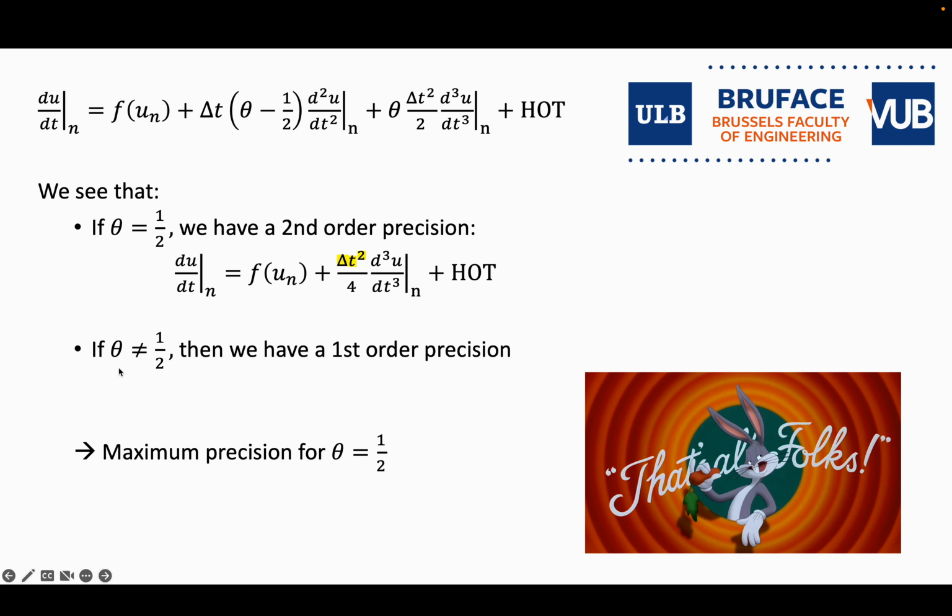And in the other cases where we would take any value of theta that is different from 1/2, then we would have a first order precision, because we would have still the terms depending on delta t. And thus we get a maximum precision for theta equal to 1/2. And so that solves the question.